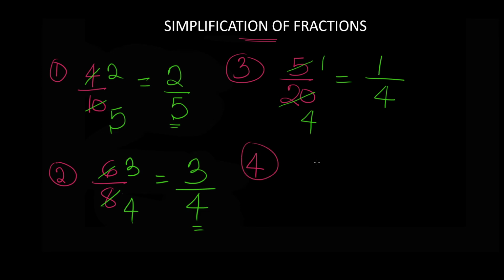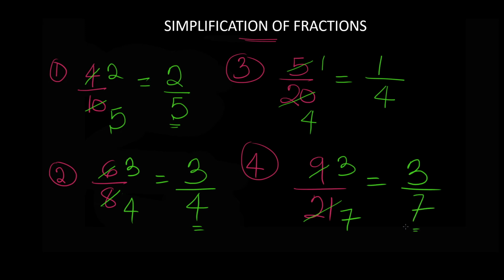All right. Let's look at example number 4. 9/21. How do we solve this? 3 can go in 9. 3 can also go in 21. So 3 in 9 gives me 3. 3 in 21 gives me 7. So if you take a look at this, 3/7, nothing can go in both numerator and denominator evenly anymore except 1, right? So that means my final answer is 3/7. So that means I've been able to simplify it to its simplest terms.